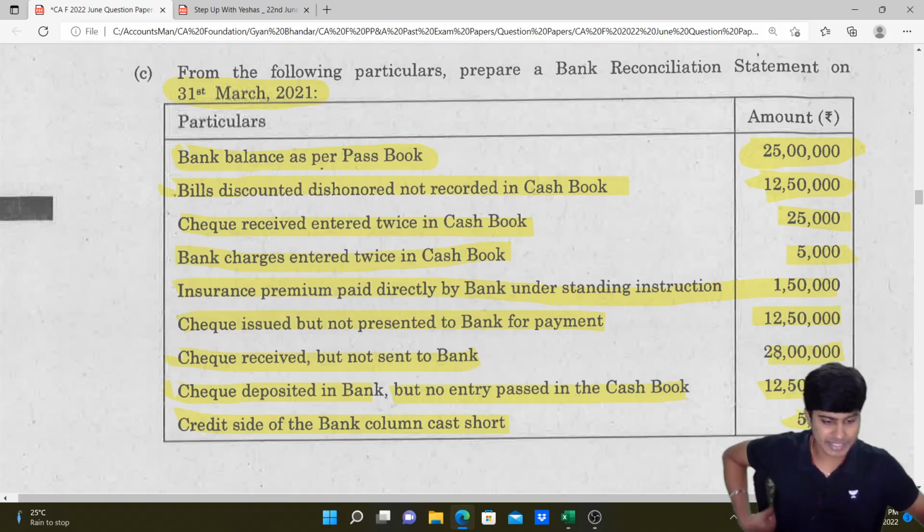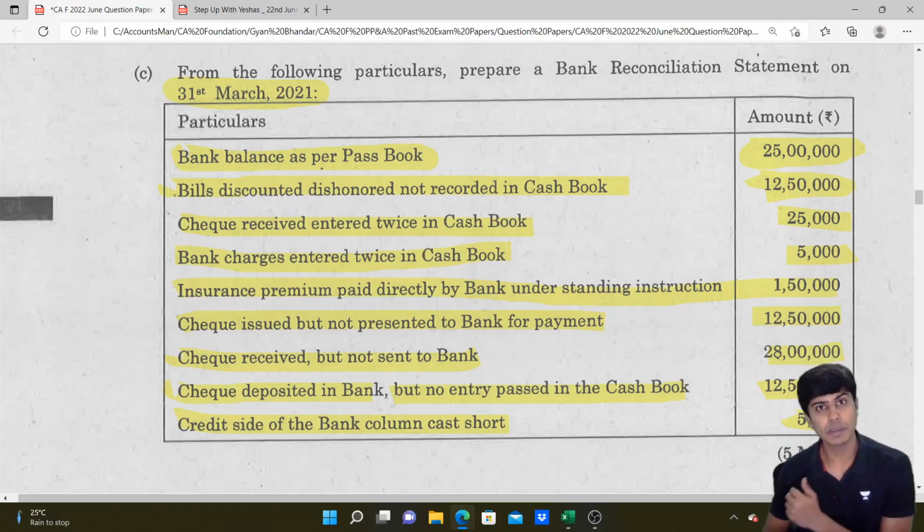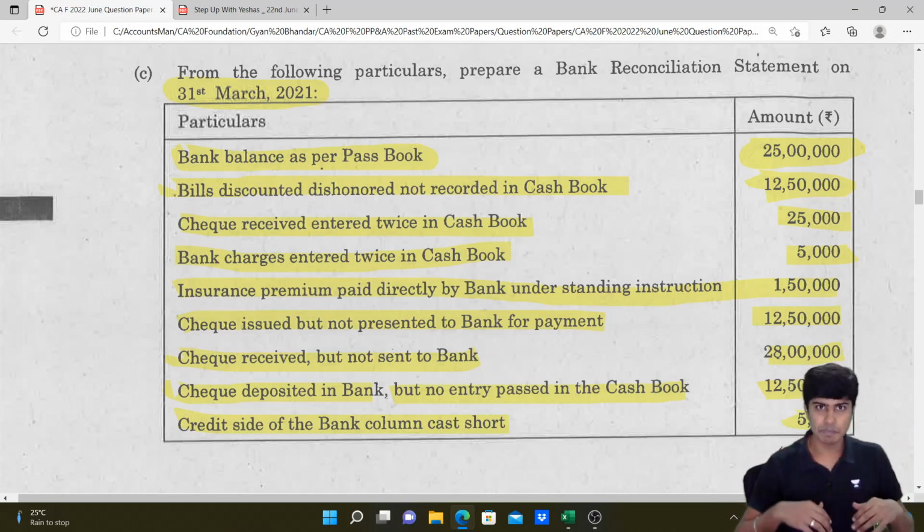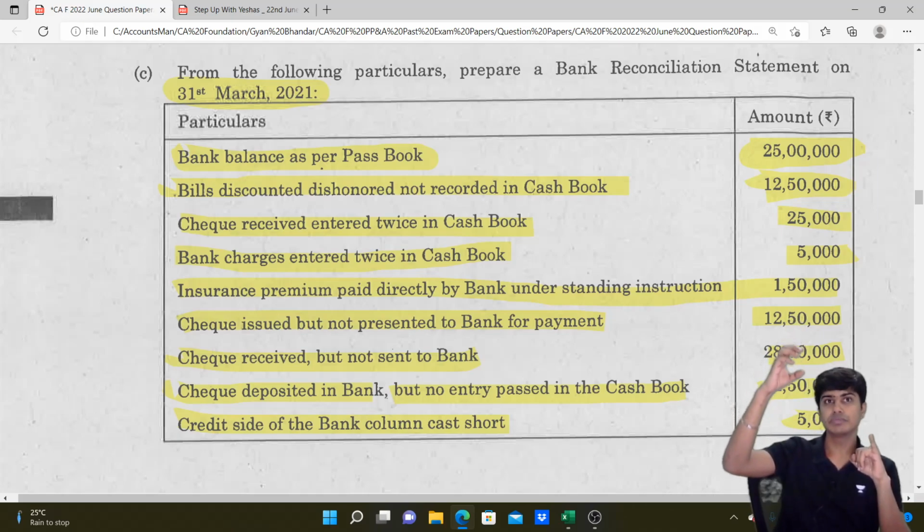Bank column credit side has been cast short. Credit side basically talks about payments. So payments have been decreased. When you decrease the payment, the closing balance will shoot up. Where? In the cash book, the bank balance has gone up. In the passbook, it is not.